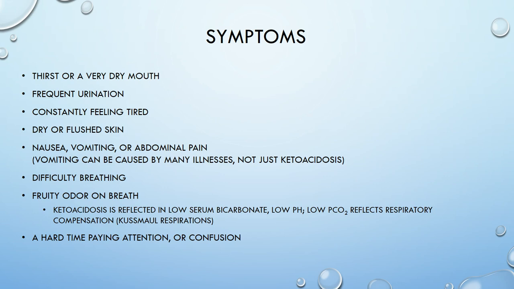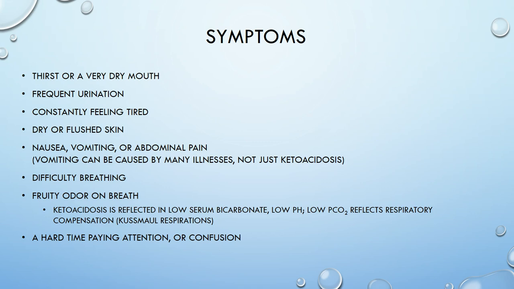The patient who has DKA is also going to be constantly tired. They're also going to have dry or flushed skin. They're also going to have nausea and vomiting and abdominal pain. So again, their body is trying to maintain homeostasis by trying to get rid of the ketones and to try to lower the blood sugar. It may do this by actually causing nausea and vomiting.